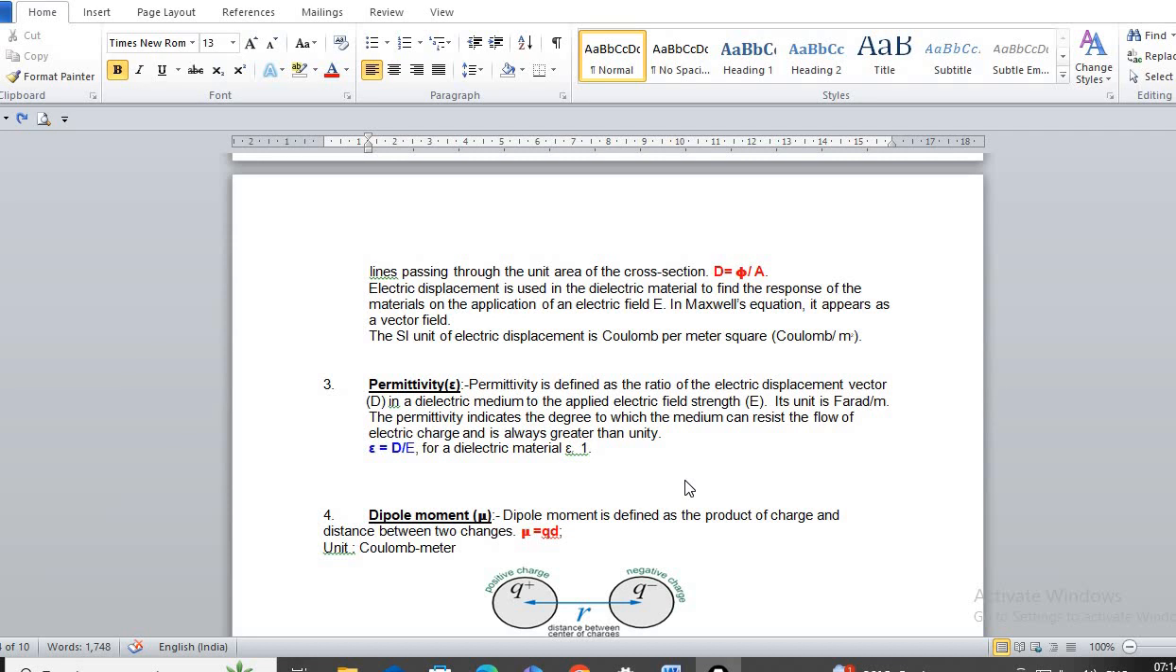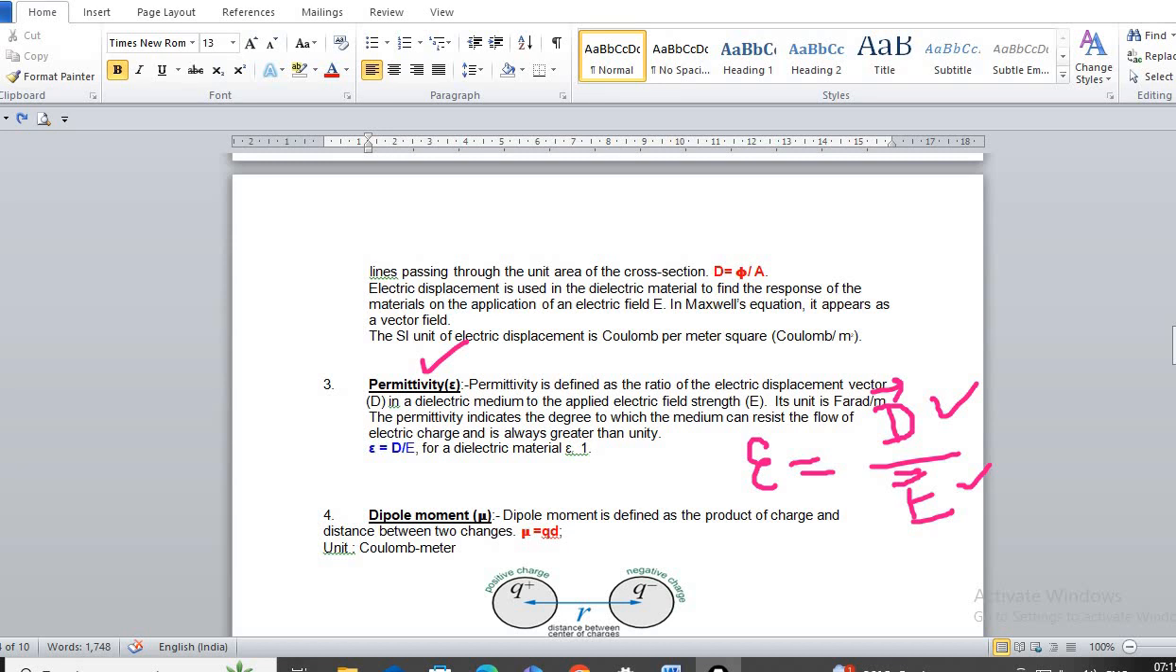Permittivity is defined as the ratio of the electric displacement vector D in a dielectric medium to the applied electric field strength. So for a dielectric material it is simply a ratio, represented by D divided by E. They are vector quantities. E is the applied electric field, and D is the displacement field. The ratio gives you the permittivity of the system, epsilon.